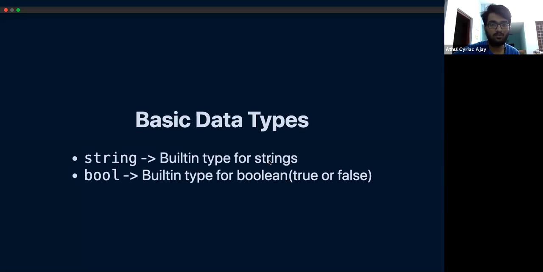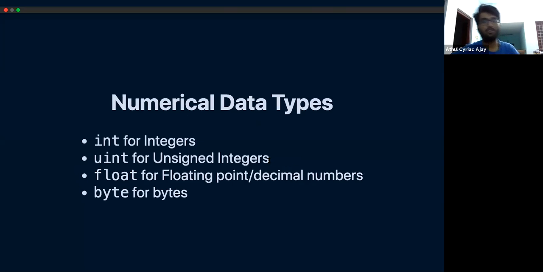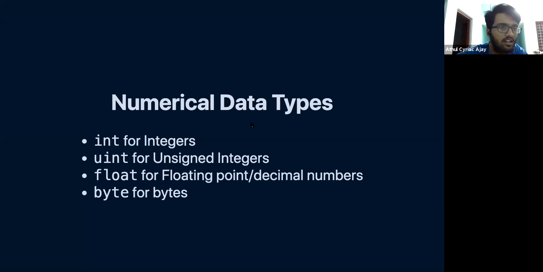So the string and bool are here. Five numerical data types are here. I'm sorry, as I already told you, I was in a hurry, so I made all these slides in a hurry. There are int, uint, float, and bytes. Bytes is kind of self-explanatory because almost each one of you has experience with these data types. Is it clear now?